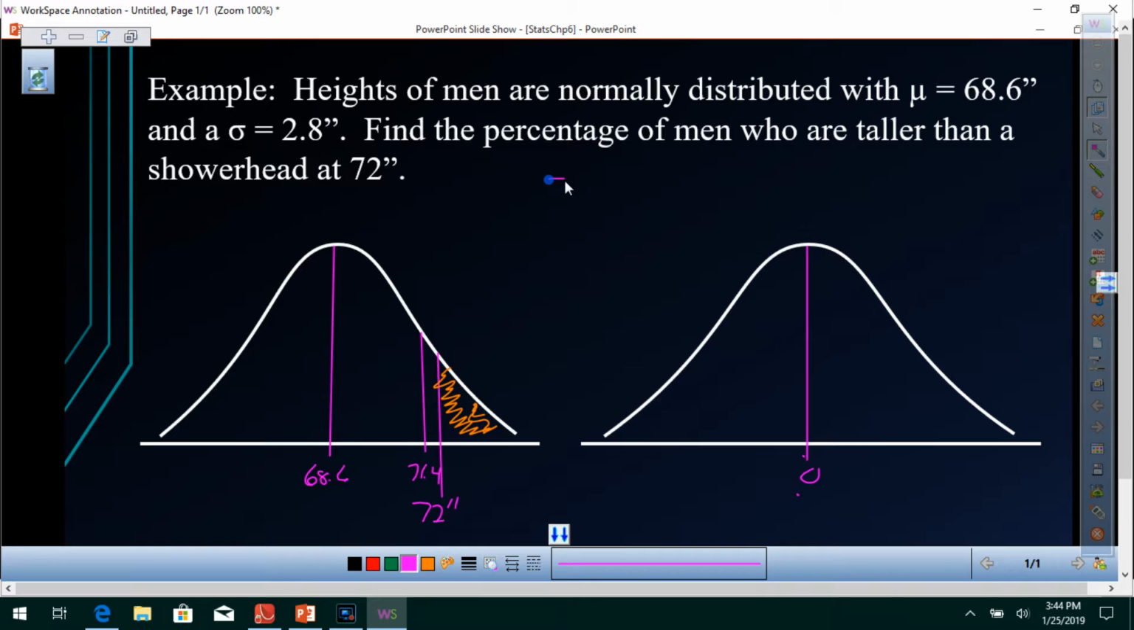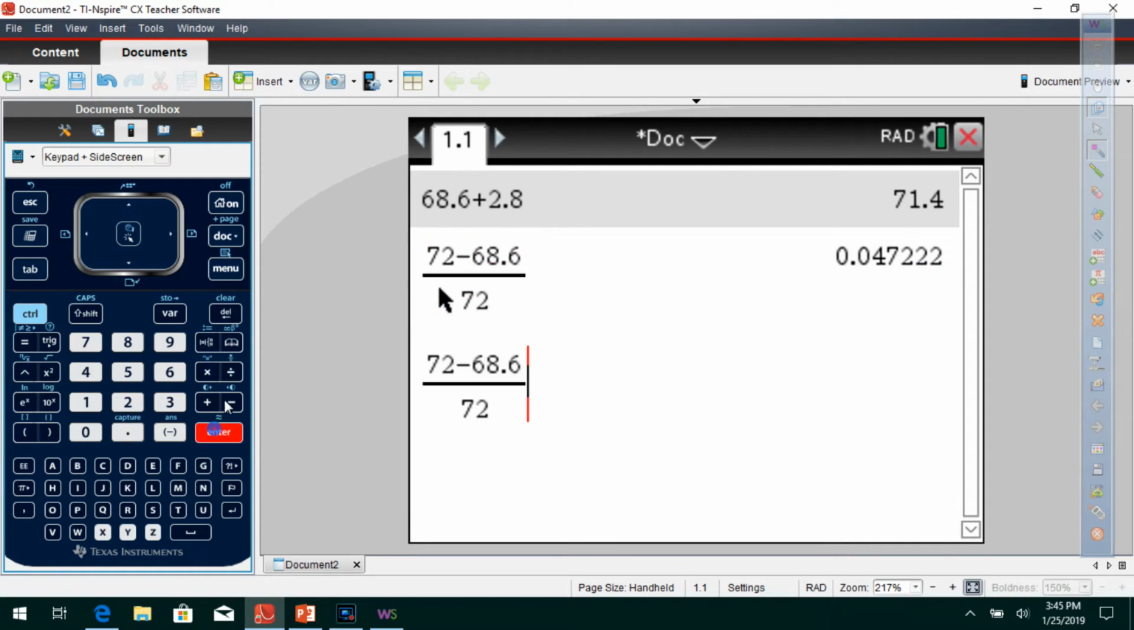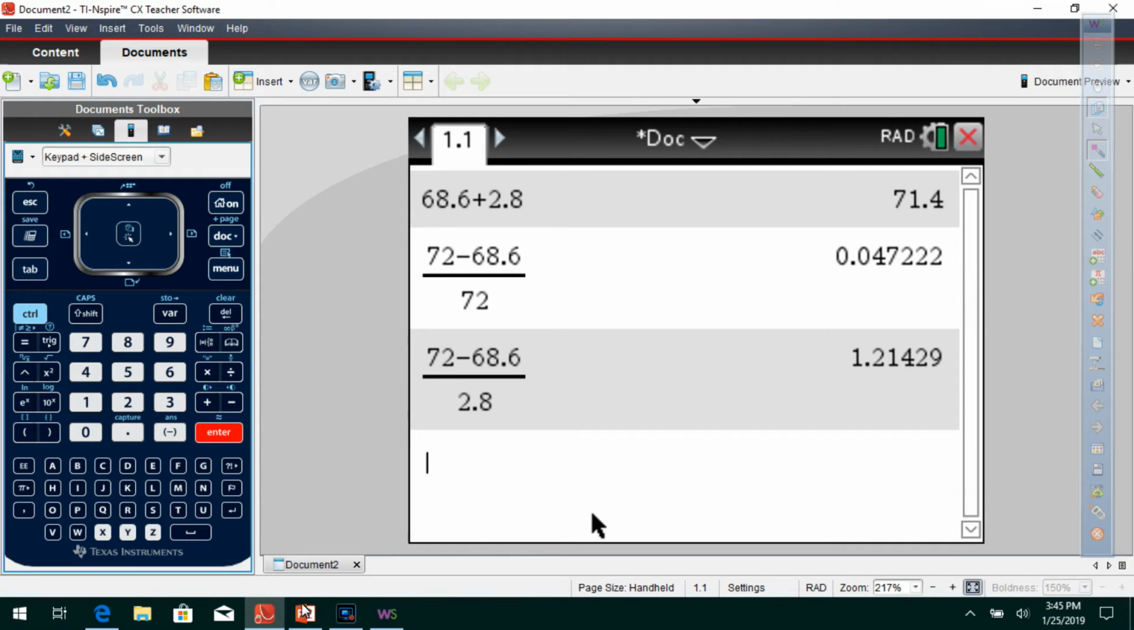Now, that was z equals x minus mu divided by sigma. So in this case, that's going to be 72 minus 68.6 divided by 2.8, and that's going to standardize it. So let's try that. We got 72 minus 68.6 divided by, oh, that's not supposed to be 72, it's supposed to be 2.8. All right, that's 1.21.